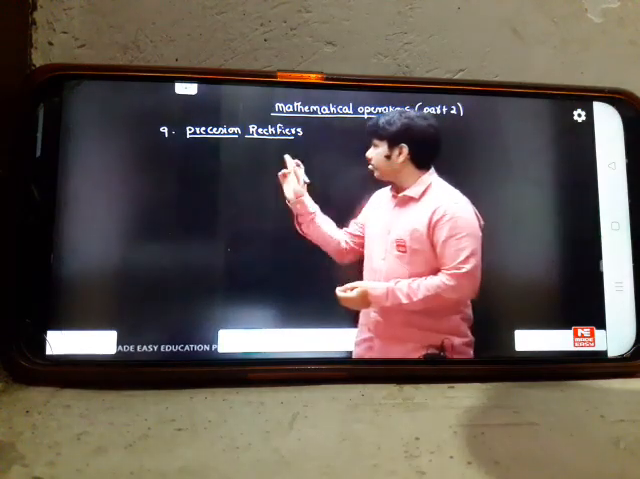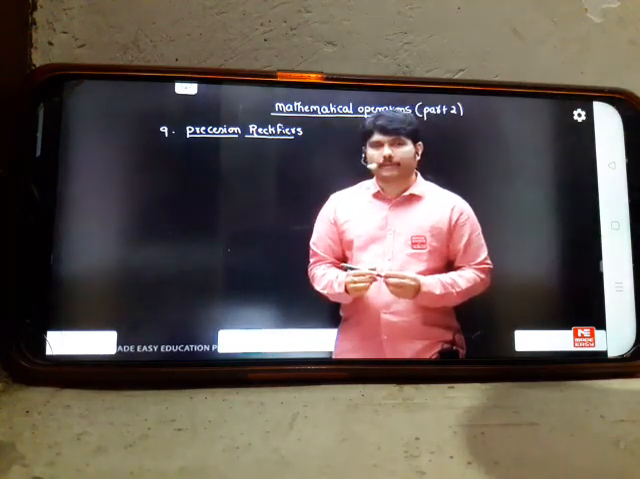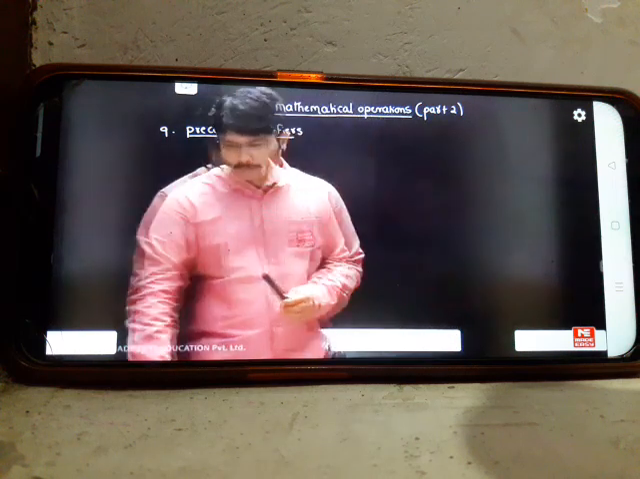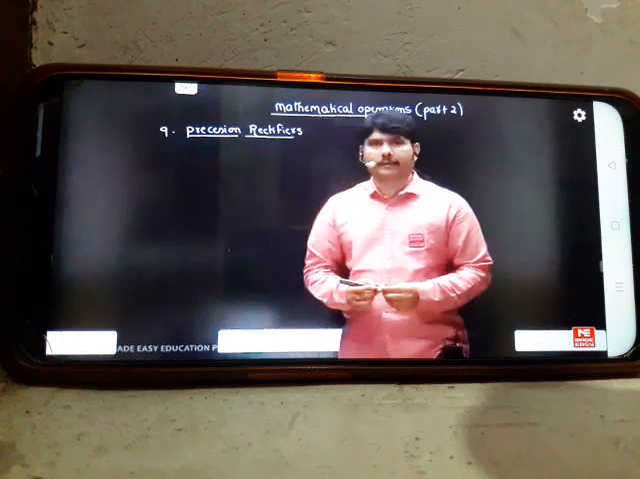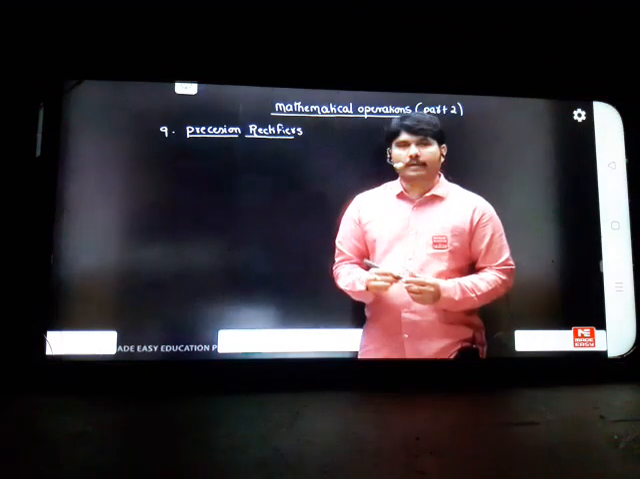We'll try to complete in just the morning class. We'll finish the remaining two topics. Yesterday I think we have not completed precision rectifiers, one important area which we are covering today. So we'll finish up this topic, precision rectifiers, and see how to tackle this type of problems. And one more area is there called active filters.